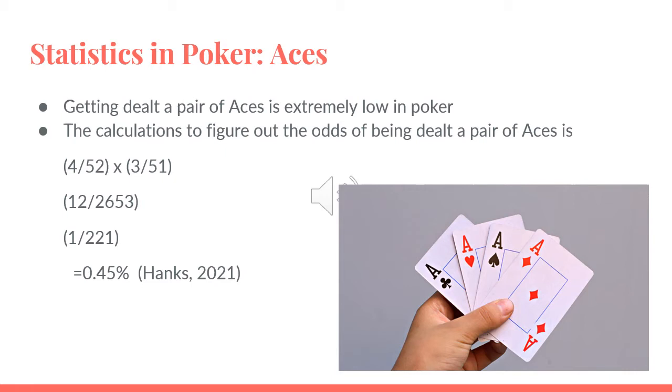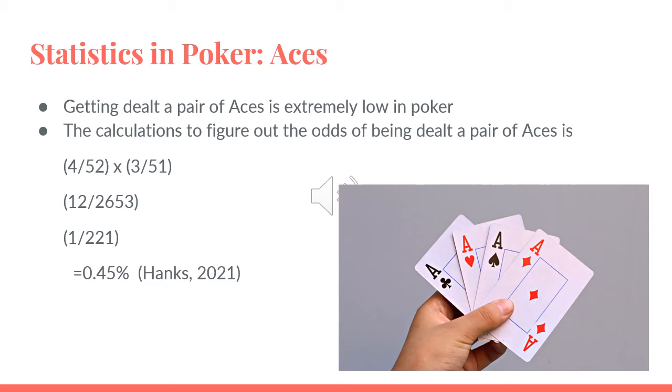Getting dealt a pair of aces is extremely low in poker. So the calculation to figure out the odds of being dealt a pair of aces is 4 divided by 52 times 3 divided by 51. You're doing 4 divided by 52 because there are 4 aces in the deck and 52 cards in total, times 3 divided by 51 because if you take one of those cards away, you've got 3 left out of 51.